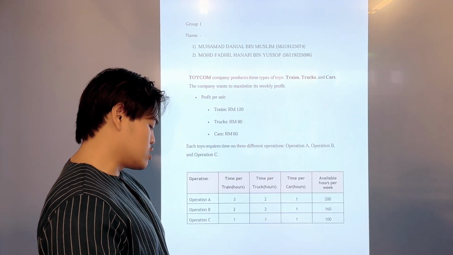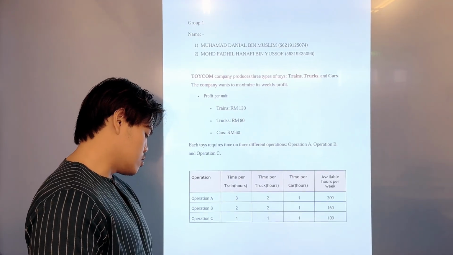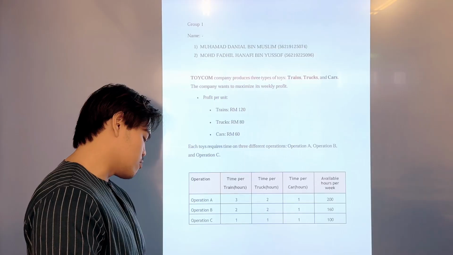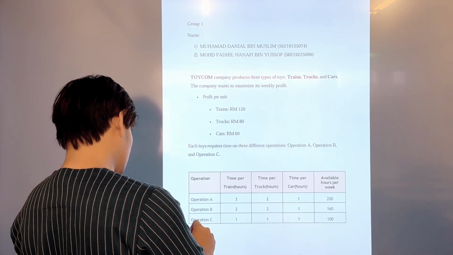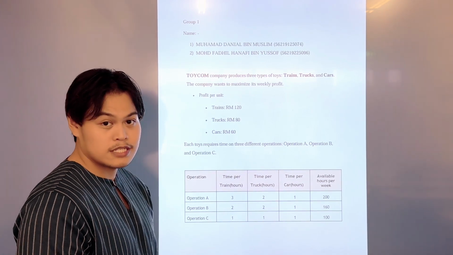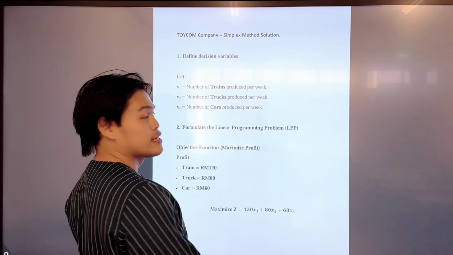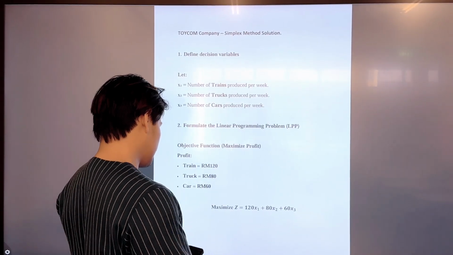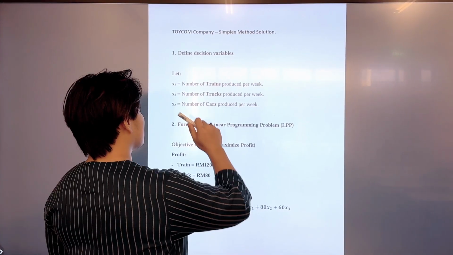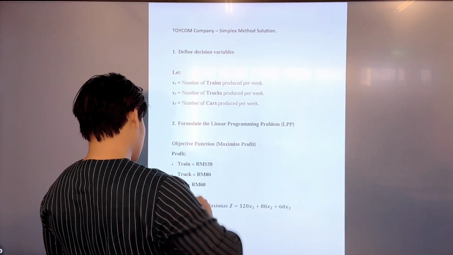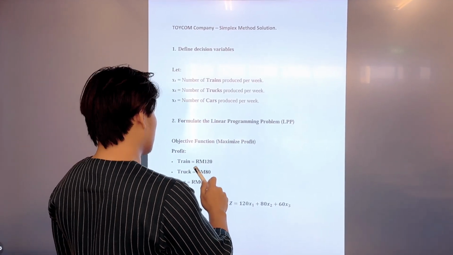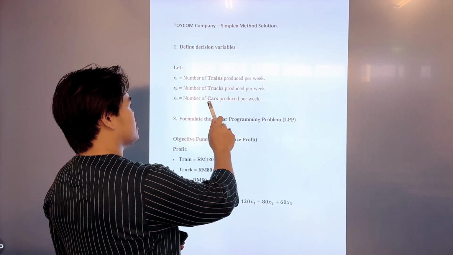And we're going to teach you the linear programming formulation and the standard form preparation for a toy company, using the simplex method to help optimize our production choice. Okay, to kick things off, let's look at our definition of the company. There are three types of product: train, truck, and car.